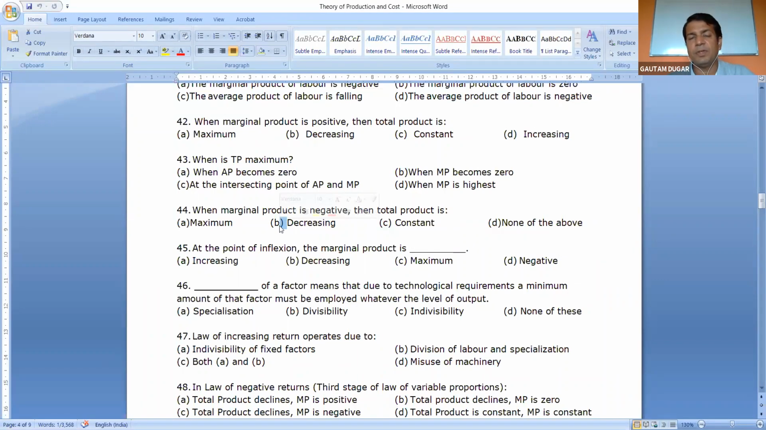Next, 45. All these questions, I hope you understand, are only for that one diagram. And obviously, this diagram is based upon the three stages of the law of variable proportion, which you must know in depth. 45. At the point of inflection, marginal product is maximum, I said. The point of inflection is that point where the marginal product is maximum.